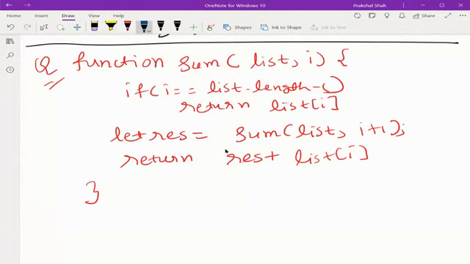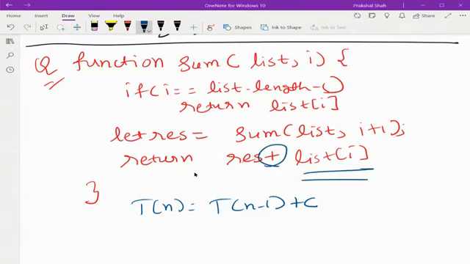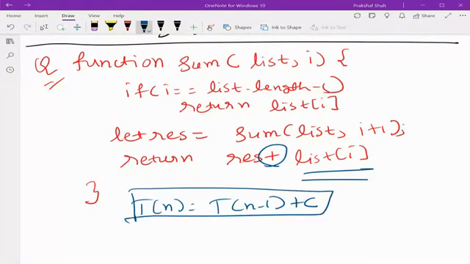Okay. So can I write something like this, that T of n equals T of n minus 1 plus C? Because for finding the sum of n natural numbers, you are recursively making a call to n minus 1 elements every time, and you are doing a constant operation of result plus list of I, right? So using this particular recurrence relation, you need to find your solution. Now the question is how.